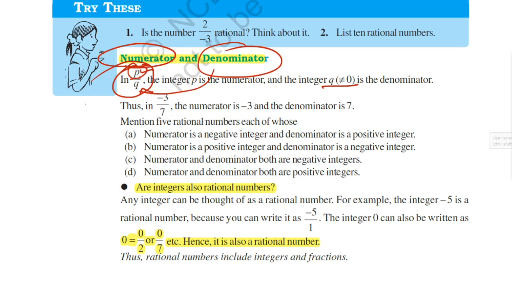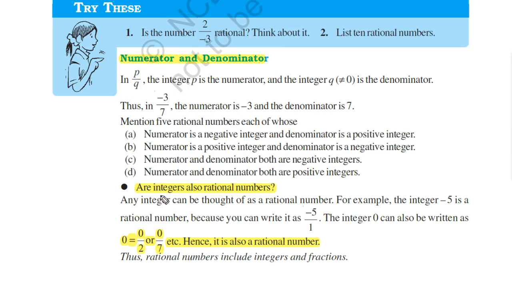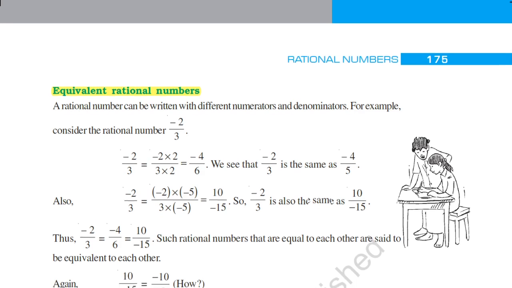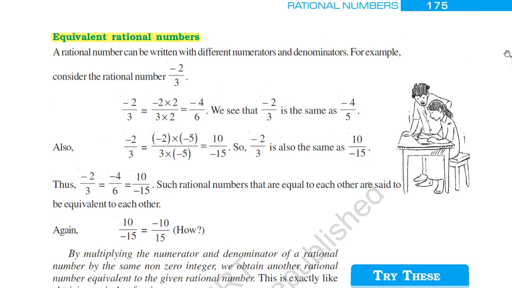Now we will see whether integers are also rational numbers. Yes, we have already discussed that integers are also rational numbers. Like we had taken 7. 7 is equal to 7 by 1, so we can say 7 is also a rational number. We have also discussed that 0 is a rational number, 0 by 2 or 0 by 7. These are also rational numbers. Now we'll move to equivalent rational numbers.